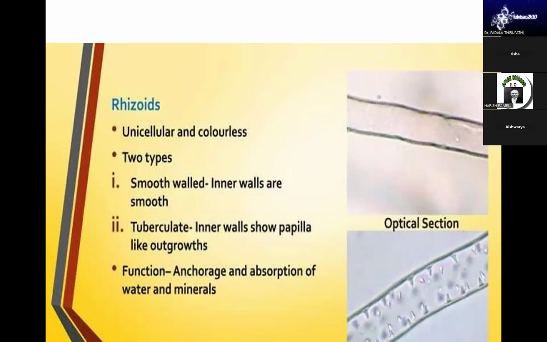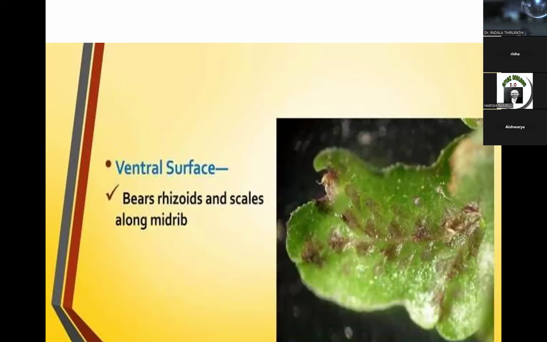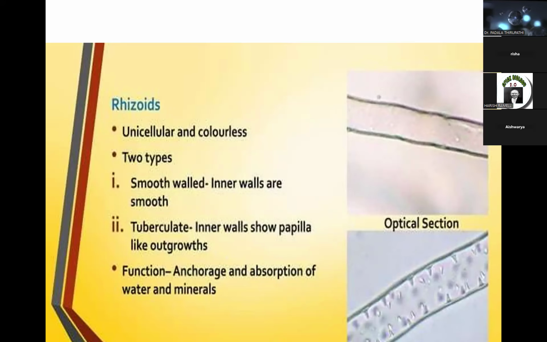About the rhizoids. In Marchantia, rhizoids are present, but there are two types. Rhizoids are usually unicellular and colorless. That's why in this diagram you are unable to identify the rhizoids. They are colorless, so scales only you are able to see. But the rhizoids are unicellular and colorless. They are made up of a single cell. Two types of rhizoids are present.